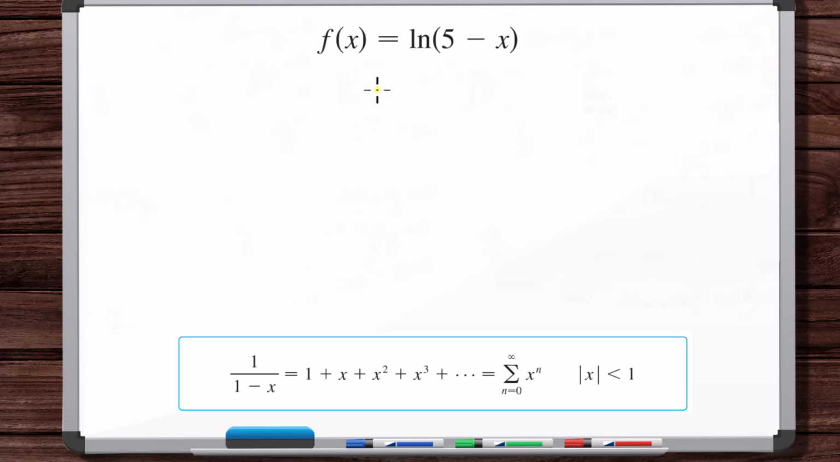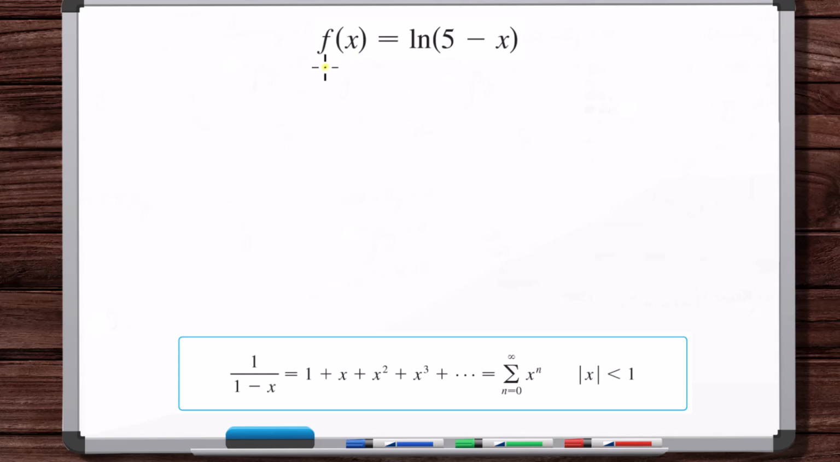But in this video, we're going to be either differentiating or integrating the function along with this power series to get the forms similar. So for these problems, we're going to need to know how to differentiate or integrate a power series.